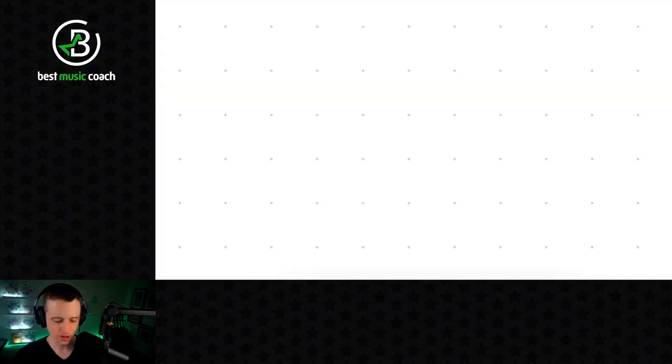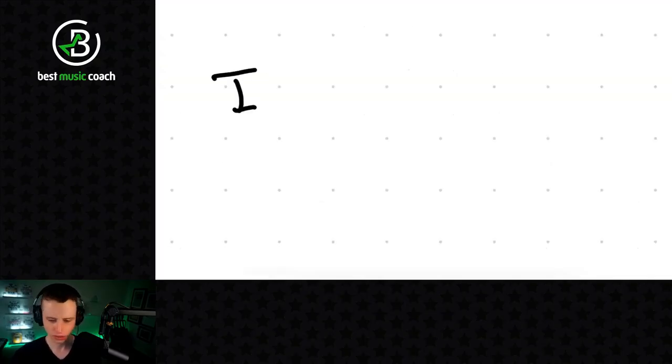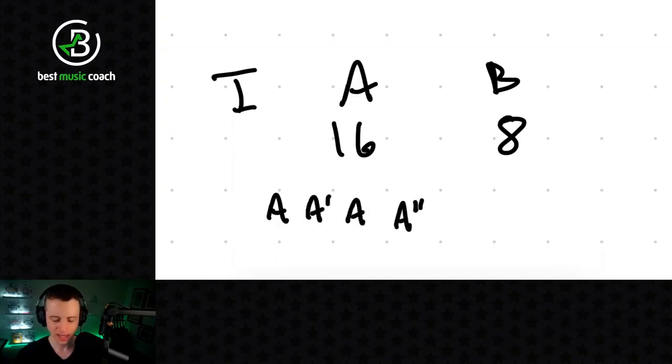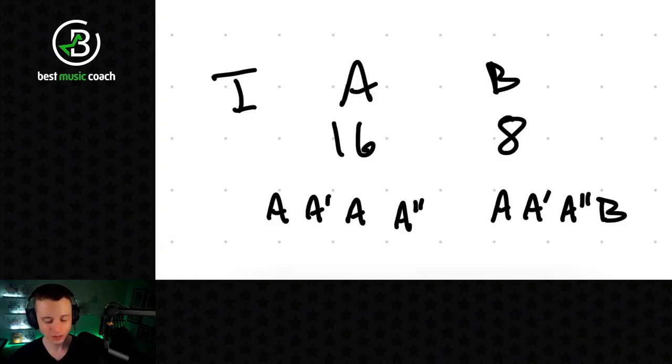We have an intro that does not repeat, which we're going to call I. Then we have an A section that is 16 measures long. Then we have a B section that's 8 measures long. Within the A section, we heard an A prime to A, then to A double prime. Then in the B, this is new material now, we've got an A prime, A double prime to B. Remember that sAA'B, always good for turning us back around to get us home.